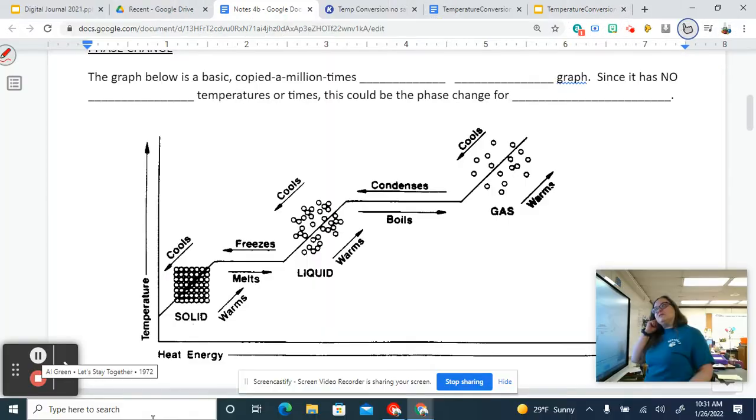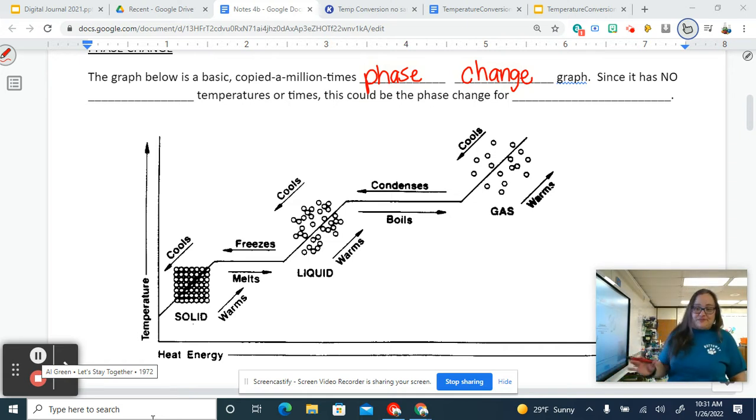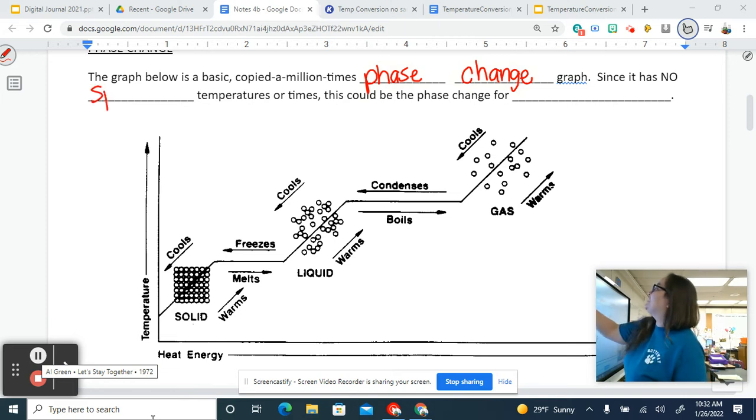All right, so this graph is a basic, copied-a-million-times phase change graph. If you look up phase change diagram or phase change graph on Google, you'll find this and a million other similar sorts of things. It's presented in a number of different ways, but it basically ends up looking the same. Since this particular one has no specific temperatures or times, this could be a phase change graph for almost anything.